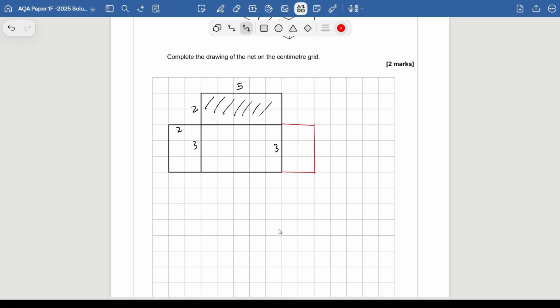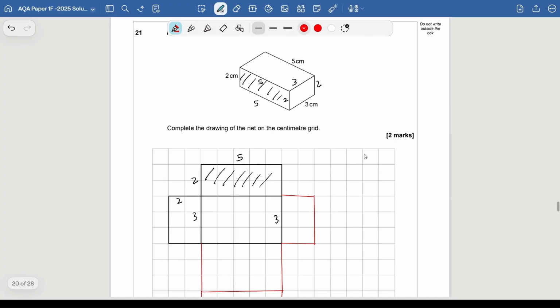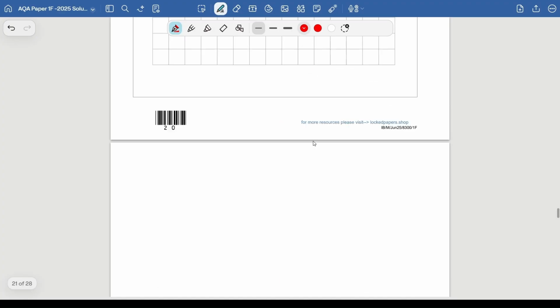So here we have, for this face, 2 by 3, and then we have one more 5 by 3. Here we go. And the other one for this 5 by 2 will be here. So 5 by 2 will be 2 centimeters and 5 here. So here we go. We've completed drawing the net for this solid. All right.